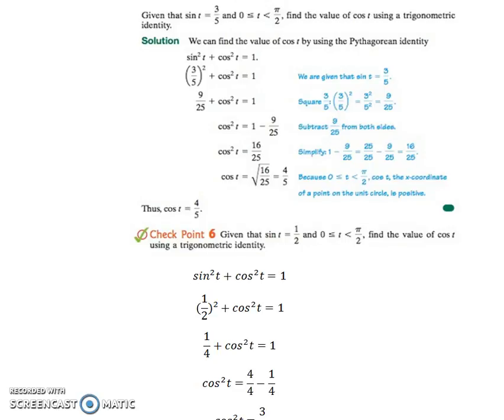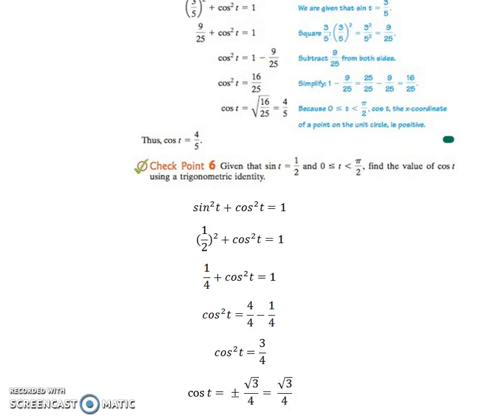The checkpoint says the sine is 1/2. So again, we're going to put that into the Pythagorean identity. X squared plus y squared equals r squared, where r is 1. So 1/2 squared is 1/4. Subtract that. 1 is the same as 4/4, so we're left with 3/4.